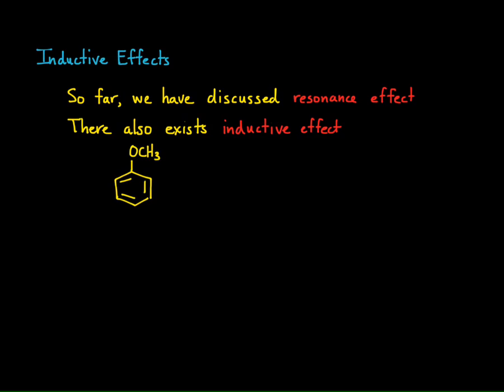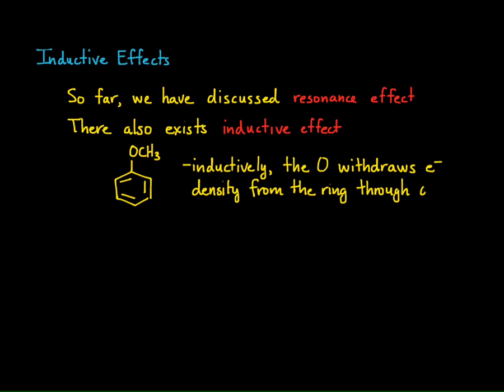So I'm going to go back to anisole and think about the electronic effect of anisole. We see that there's a resonance effect. That resonance effect essentially stabilizes the intermediate, and it also enhances the rate of the reaction. Well, inductively, if we think about the carbon-oxygen sigma bond, oxygen is going to withdraw electron density away from that carbon and away from the ring, through that sigma bond. And so this decreases nucleophilicity.